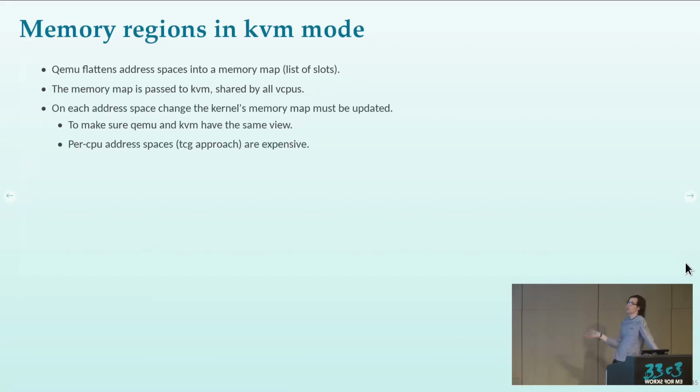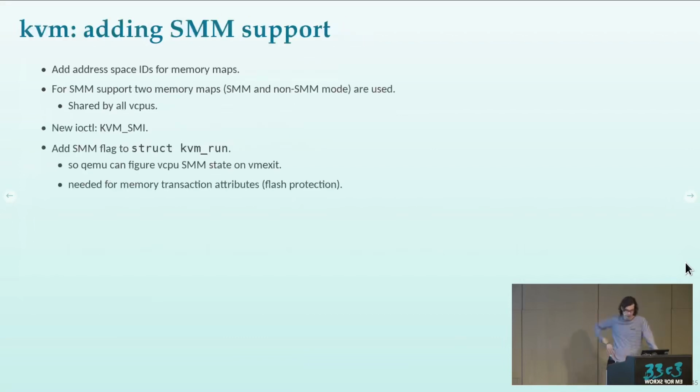And this memory map is used by all vCPUs. Each time the address space changes, it has to be updated. So we have the problem that it becomes quite expensive on SMP machines if we would take the same approach we have on TCG, that each virtual CPU gets its own address space, or in this case, its own memory map. So it has to be designed in a different way.